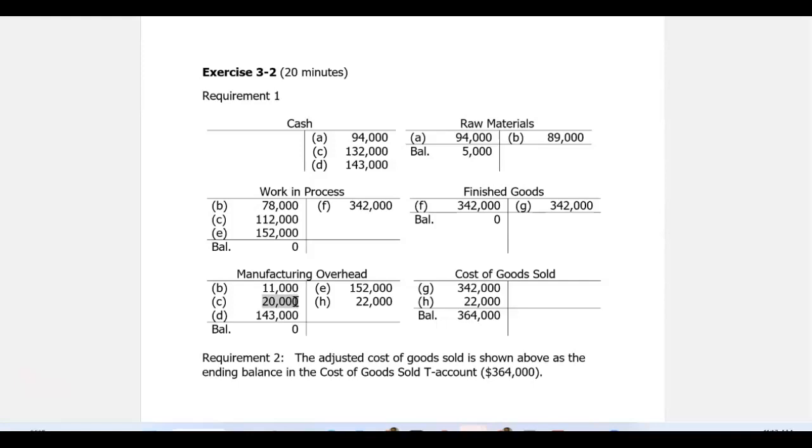Wage expense in a, let's say, office environment, you call it wage expense. But in a manufacturing environment, if you have direct labor wages, then you put it in work in process. If you have indirect labor wages, then you put it in manufacturing overhead. So there is no wage expense specifically for managerial accounting in the factory environment. In the office environment, yes, but not factory environment. Okay, so let's do one more.